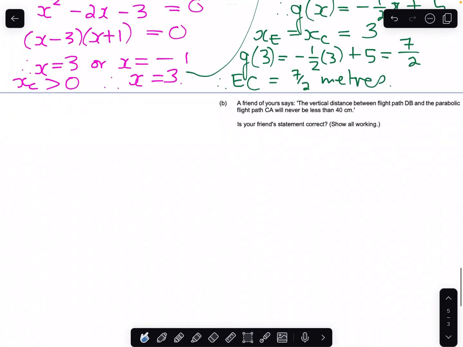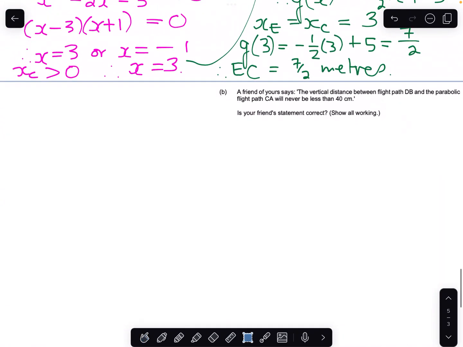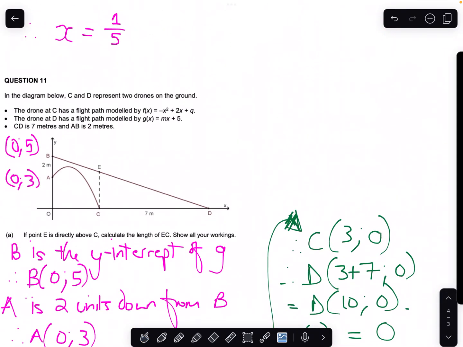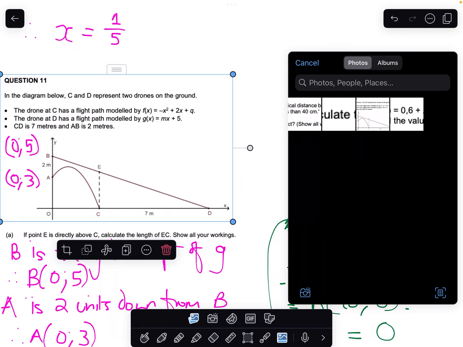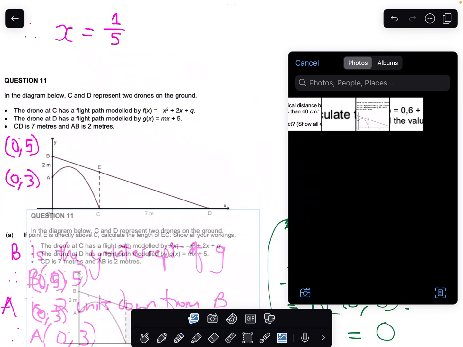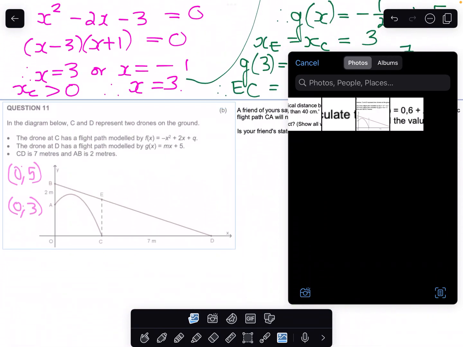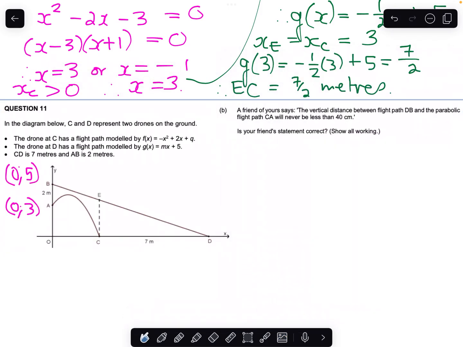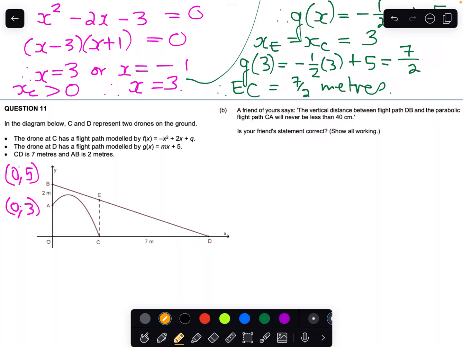Awesome. Okay. Let's just get the picture again. Okay, so we now know that this is minus a half x plus 5. And we also know that this over here is a 3.